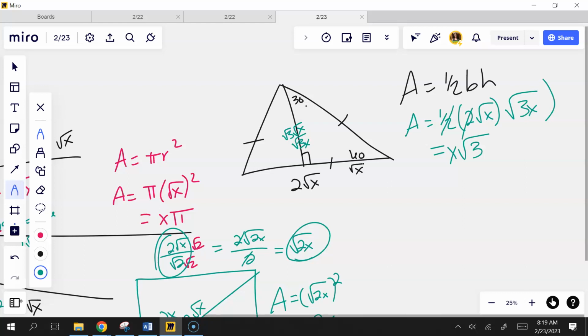Well, an equilateral triangle breaks into 2 separate 30, 60, 90 triangles. That's why I had to cut it in half to find this leg, so that I could get the long leg. But the whole area of this big triangle, so this whole base here is 2 square root of x. And then the height of the triangle is square root of 3x.